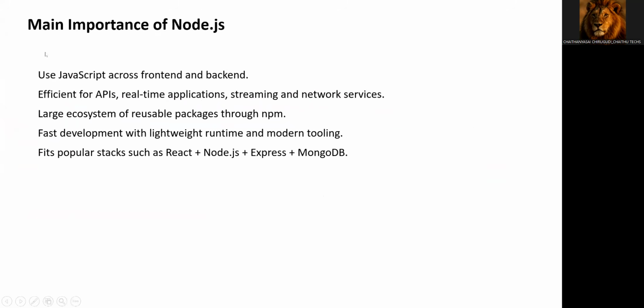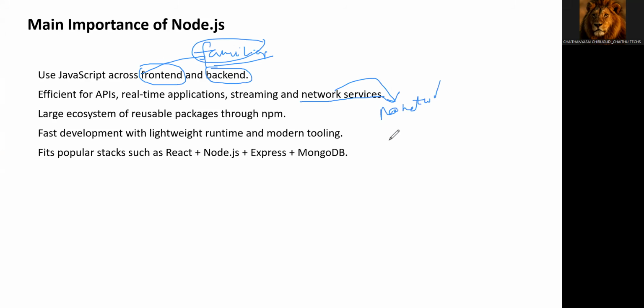Next, the main importance of Node.js. The importance of Node.js is that you can use JavaScript across frontend and backend. For developing frontend and for developing backend, JavaScript is familiar and can be used. So it is more useful and efficient for APIs, real-time applications, streaming, and network services. See, first thing, no network lagging. That means there are no waiting times. As I told, with non-blocking IO, whatever instruction comes will execute. If it stops due to any issue, the next one coming will be executed.